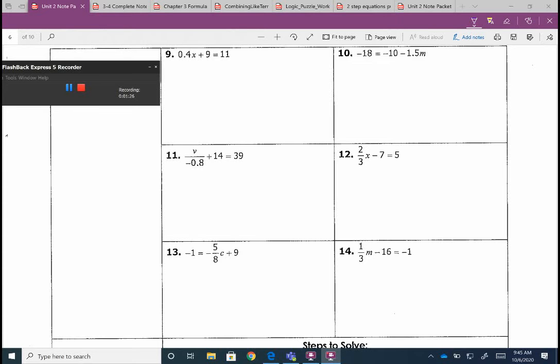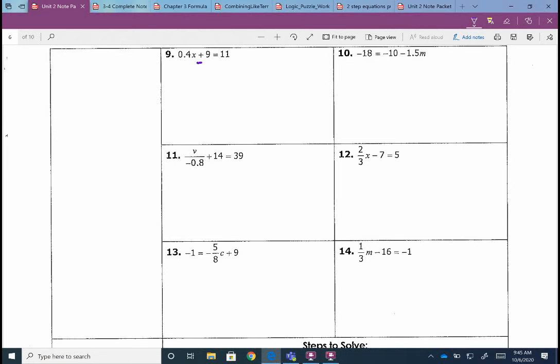Our step number 2 says we need to do our addition or subtraction first. So in number 9, I see I have a plus 9. Our inverse, or to undo plus 9, is to subtract 9 from both sides. Positive 9, negative 9, plus 9, minus 9 on the left gives me a 0.